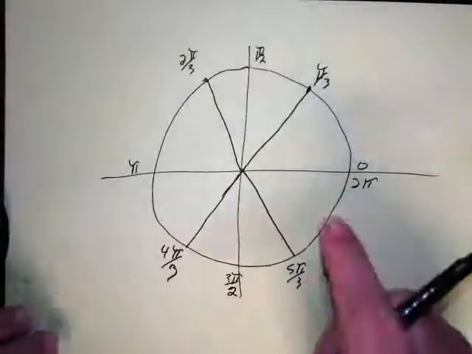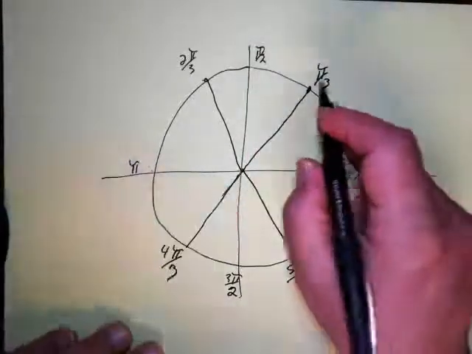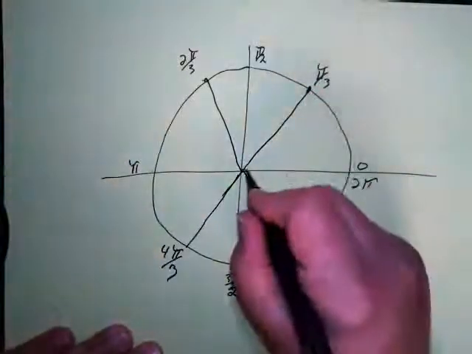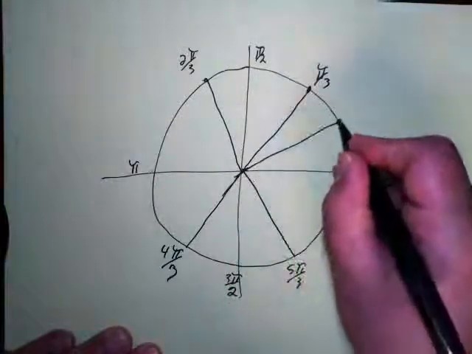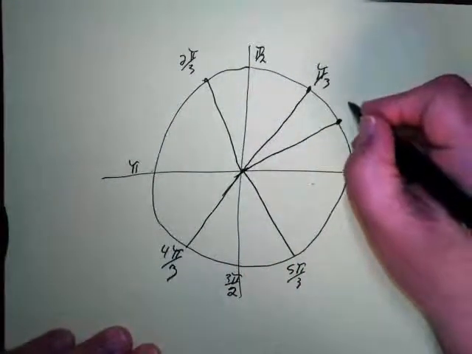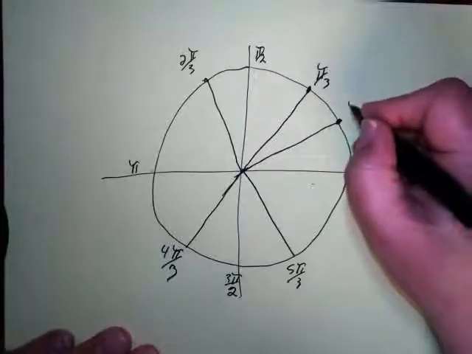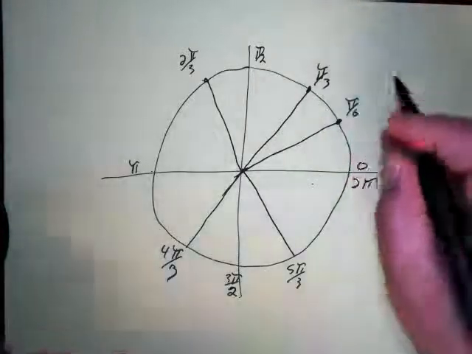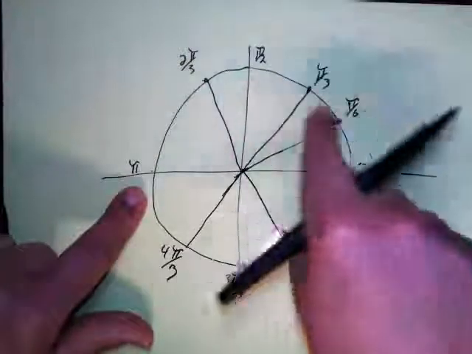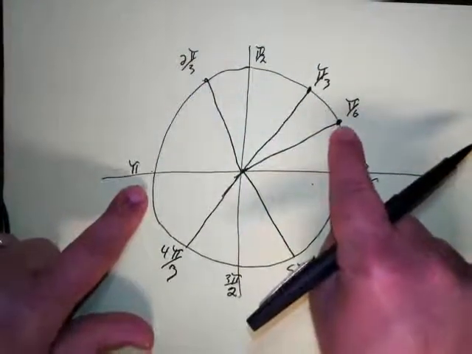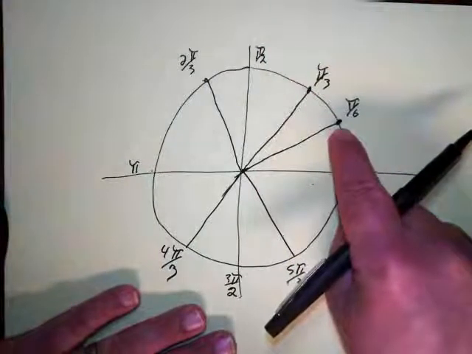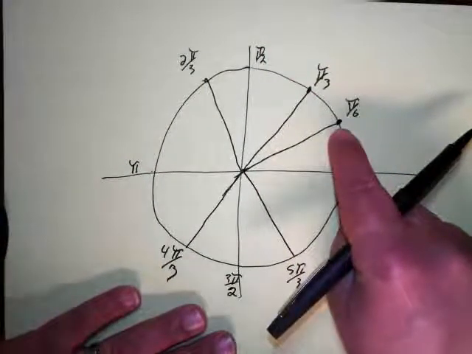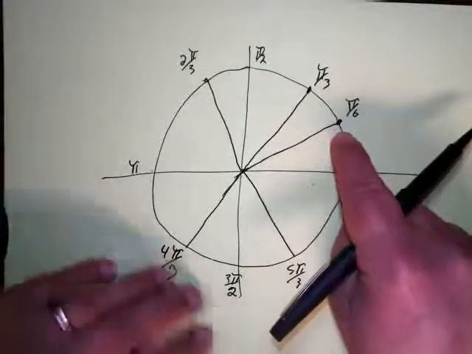Okay, but now what if I go 30 degrees? So 30 degrees would be like half of 60 degrees, right? Half of 60, or half of pi over 3, would be pi over 6. Or I can think of it as, if I took 180 degrees and divided it into 6, I'd get 30 degrees. So if I took pi and divided it into 6, I would get pi over 6, okay?